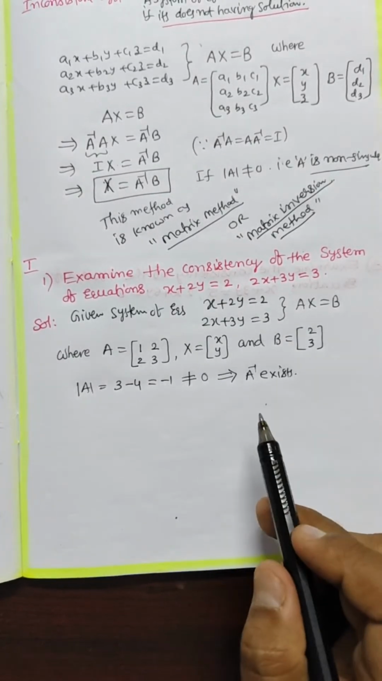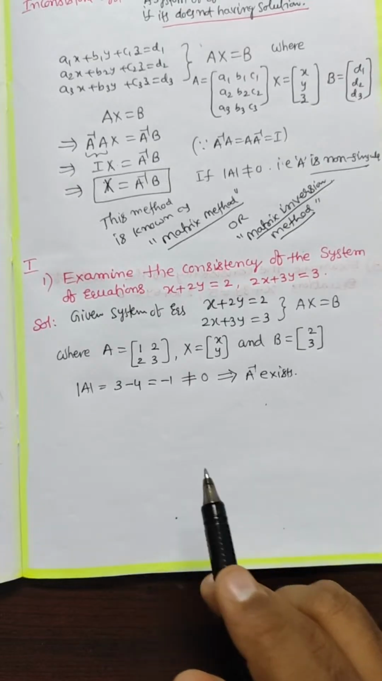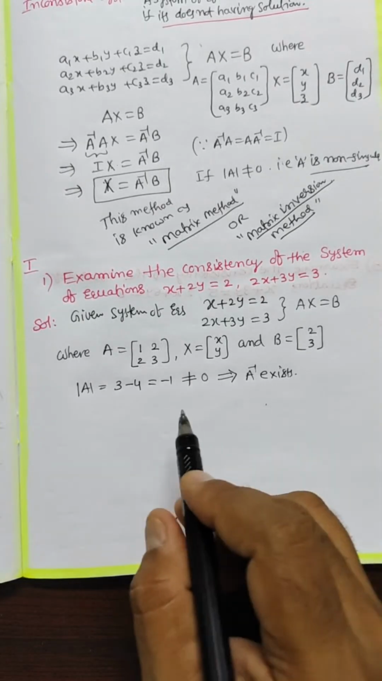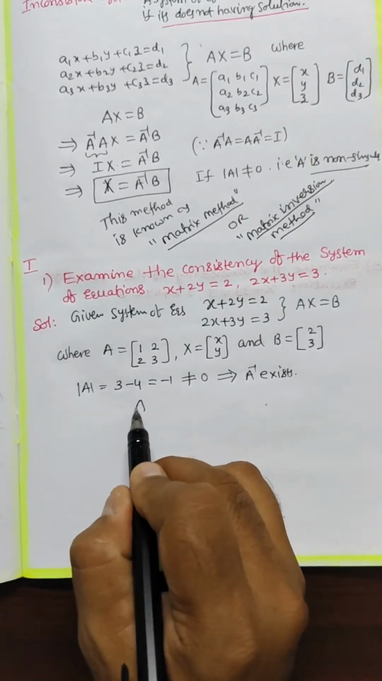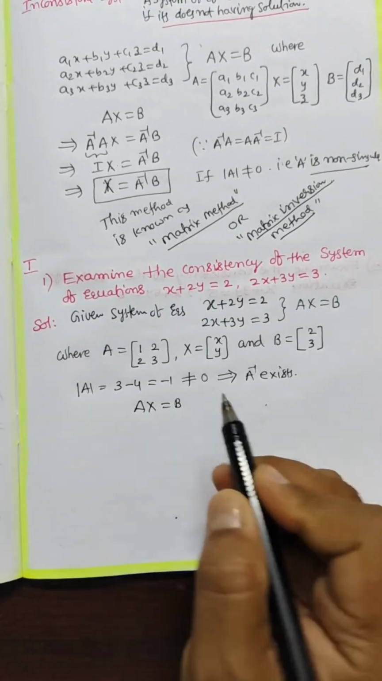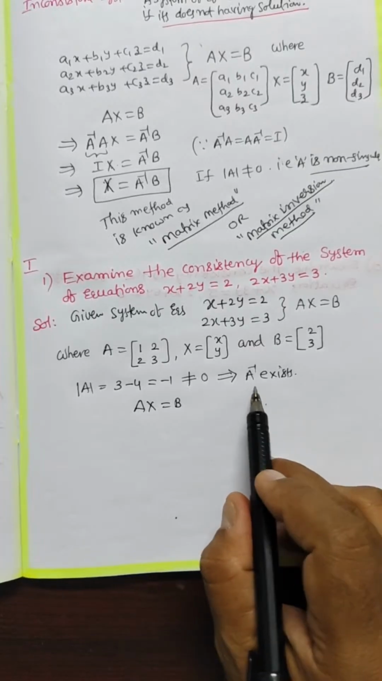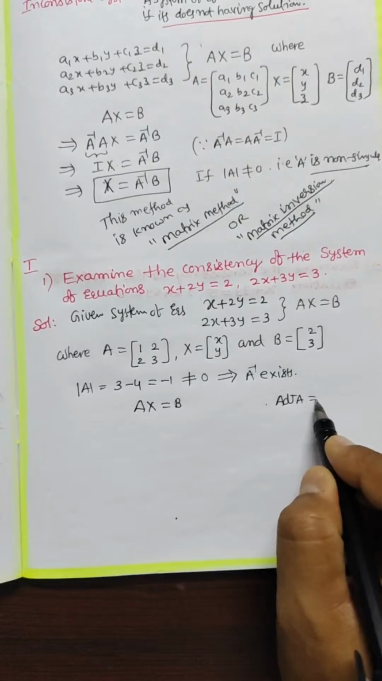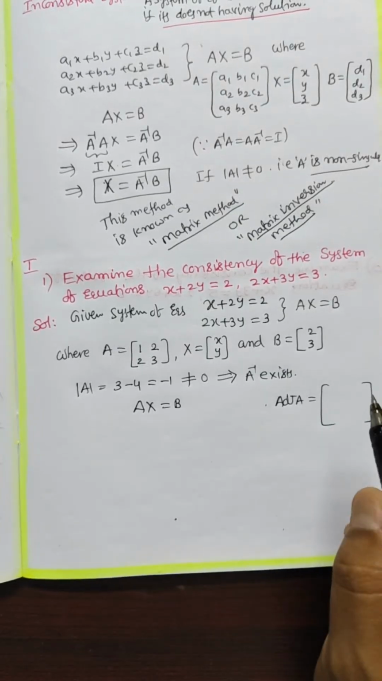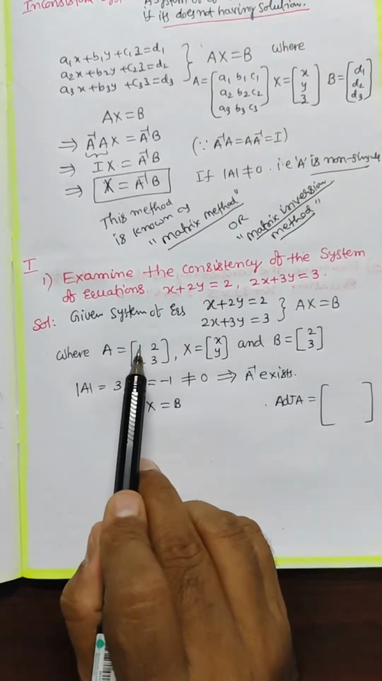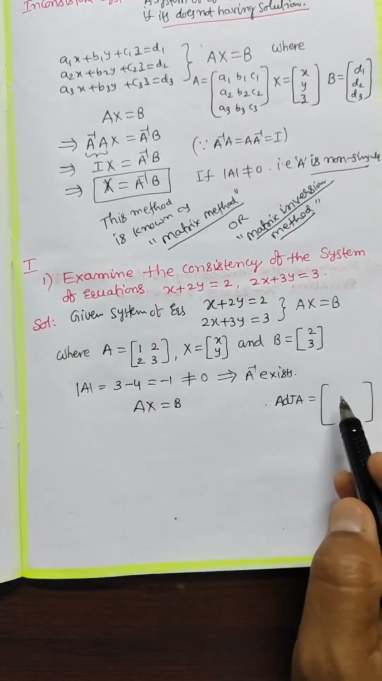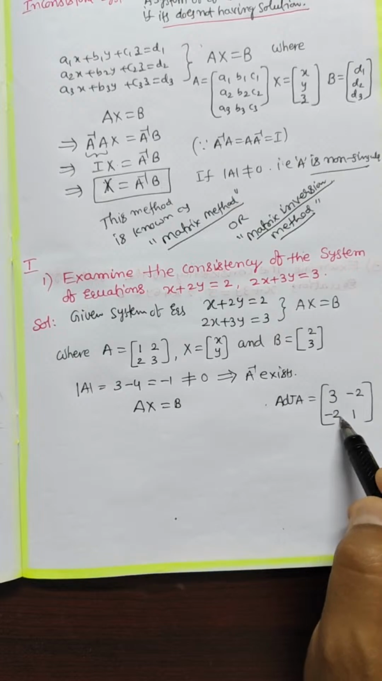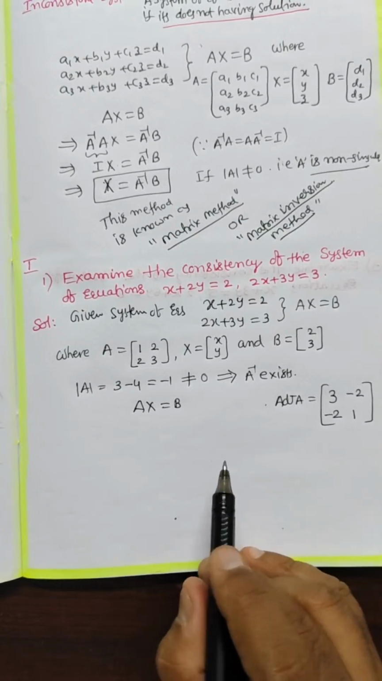Whenever A inverse exists, solution will be there. It is consistent. We will write it. So we need to write AX = B. To get A inverse, we need to calculate adjoint A. Adjoint A for a 2 by 2 matrix we already did in the previous videos: interchanging of diagonal elements 3, 1, and sign changing of non-diagonal elements.